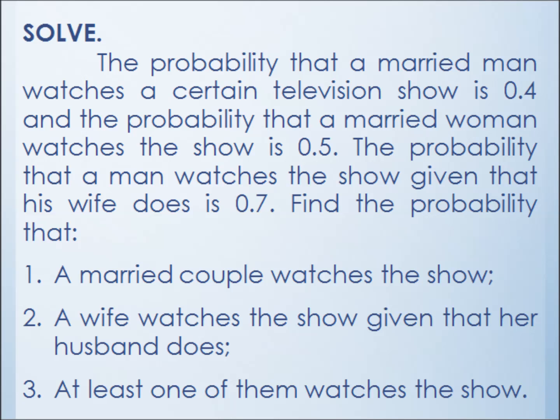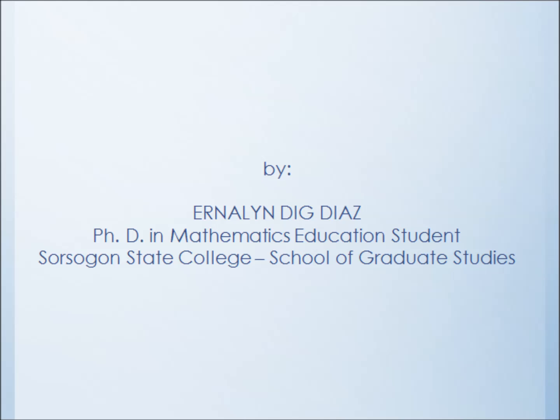The problem states that the probability that a married man watches a certain television show is 0.4, and the probability that a married woman watches the show is 0.5. The probability that a man watches the show given that his wife does is 0.7. Find the probability that number 1, a married couple watches the show, number 2, a wife watches the show given that her husband does, and number 3, at least one of them watches the show. Enjoy solving!